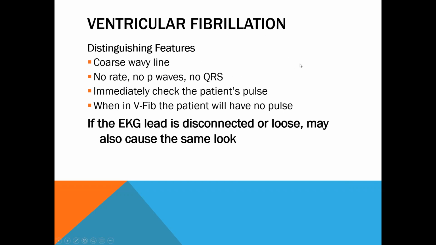Immediately check the patient's pulse. When in V-Fib, the patient will have no pulse. If the EKG lead is disconnected or loose, it may also cause the same look. So you'll have that on your exam when we do the mega code. Same thing. As soon as you see this, you immediately call for help and start checking for a carotid pulse.